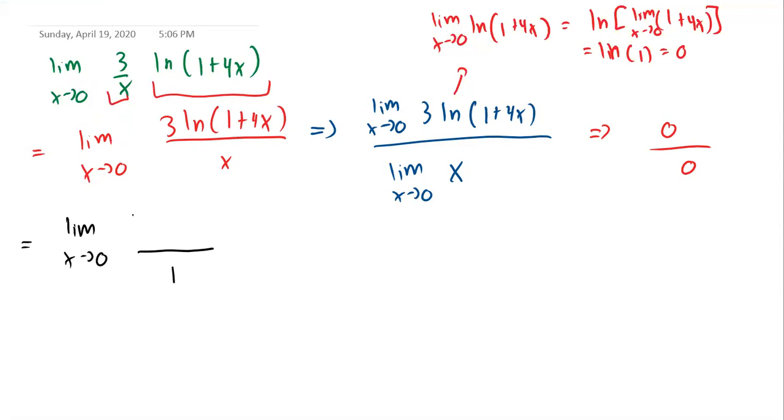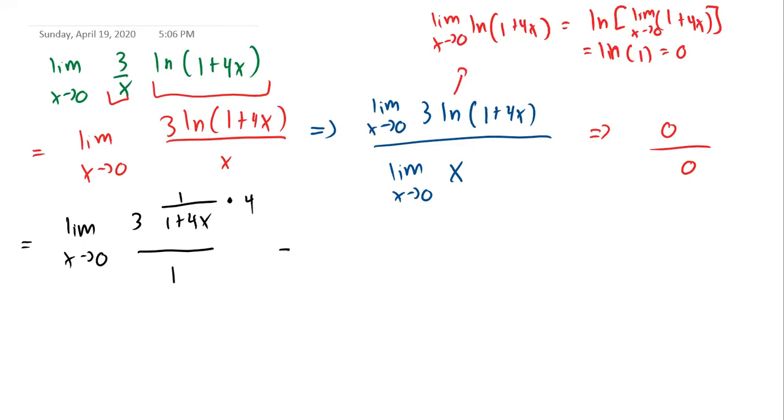How do we deal with the derivative of the top? Well, the 3 is a constant, we can just move it outside. And then for the natural log of 1 plus 4x, you need the chain rule. The outside function is natural log. The inside function is 1 plus 4x. So you take the derivative of the outside function, that's 1 over 1 plus 4x, because you leave the inside the same. Multiply by the derivative of the inside. The derivative of 1 plus 4x is 4.